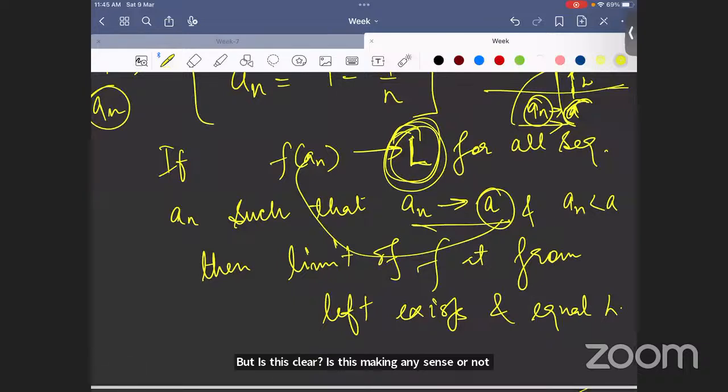But if we are moving our input, then we can say that its output will exist, that is, the function value will exist. So it will certainly go towards some particular value. That's clear.